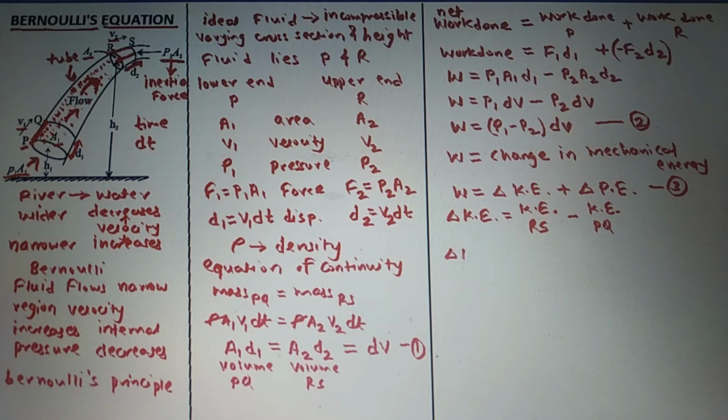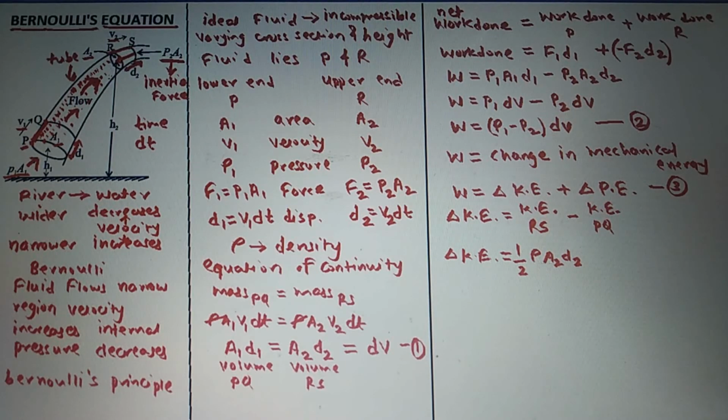Now we will write the change in kinetic energy is equal to, what is the kinetic energy in section RS? What is the formula for kinetic energy? That is equal to 1 by 2 mass into velocity square. So we will write here 1 by 2. What is mass here? The mass of fluid in section RS is equal to density rho into volume of fluid. Mass is density into volume. So density rho into the volume of fluid in section RS, and that volume is equal to A2 into D2.